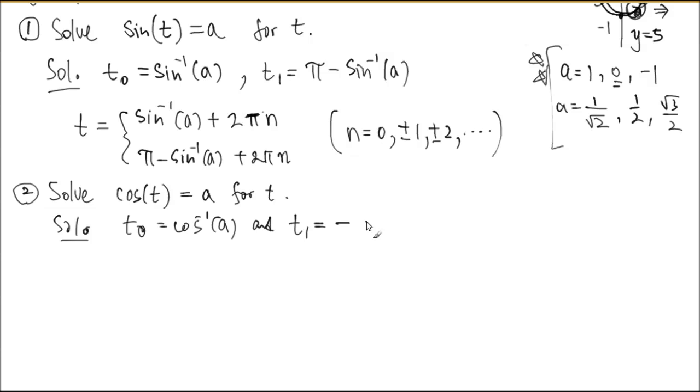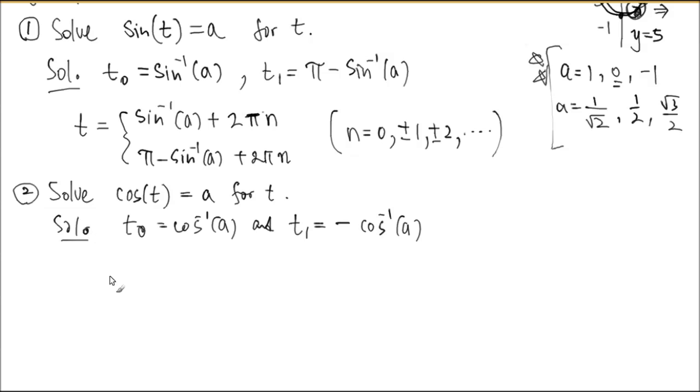Negative 0.3. So negative cosine inverse. The calculator won't tell you this. You have to figure that out, right? All right. So we have these two angles. That's the only angle that is not coterminal, different. Those are the two angles. All the other things are integer multiples of 2 pi n.